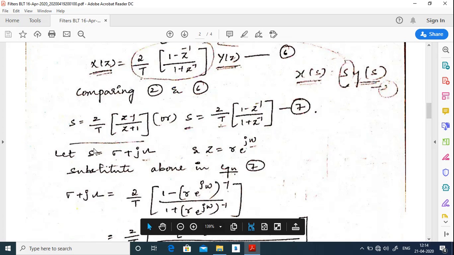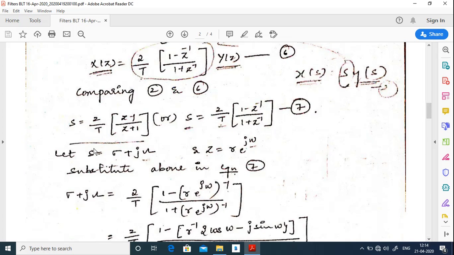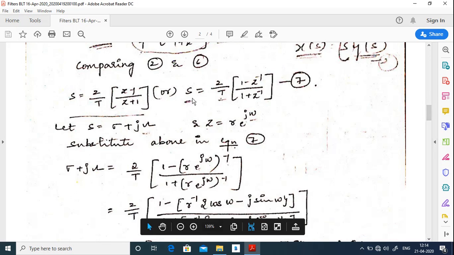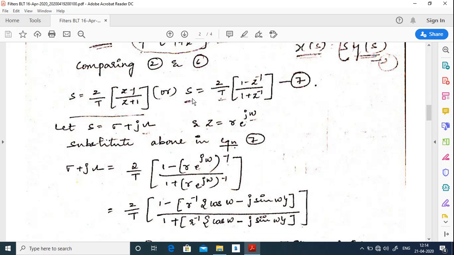That's what we use in the bilinear transformation technique. That is, we replace s by 2 by t times of 1 minus z power minus 1 by 1 plus z power minus 1. Now after you apply this substitution, obviously the transfer function will be in terms of the z domain.